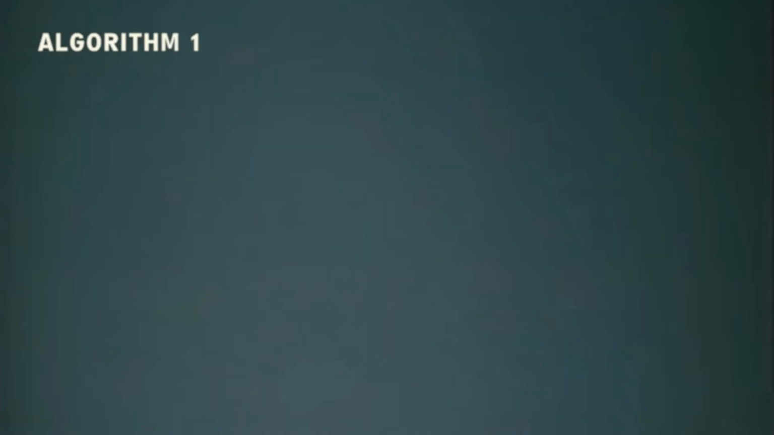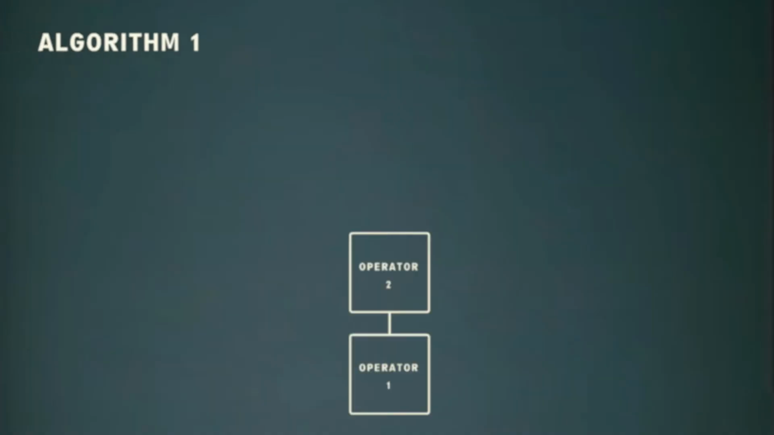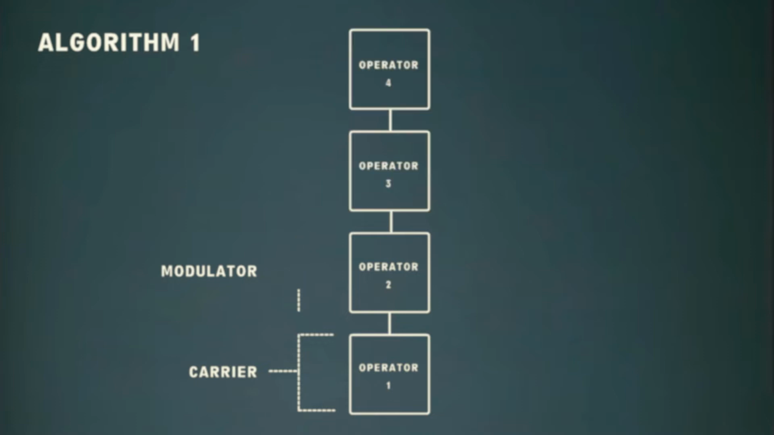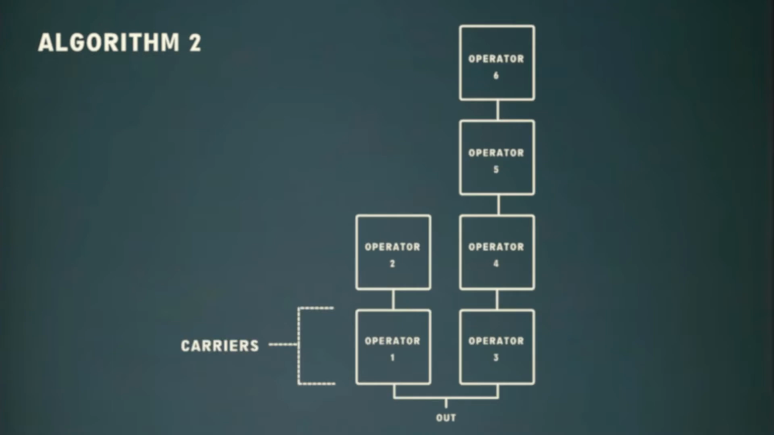Algorithms are basically combinations of operators and carriers. So in this case we had operator 1 as the carrier and operator 2 as the modulator, but we can expand and add more operators. In this case operator 4 will be controlling operator 3, and the result will be controlling 2, and the result will be controlling 1. But we can imagine different and more complex combinations. For example, in this case we have two parallels running and two carriers, each one with its modulators.